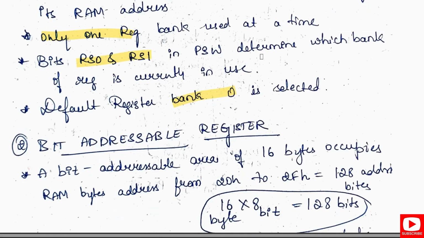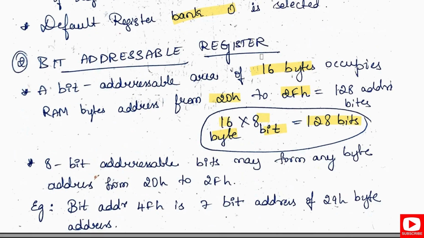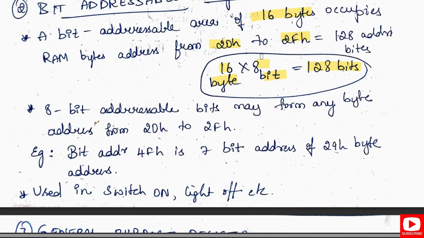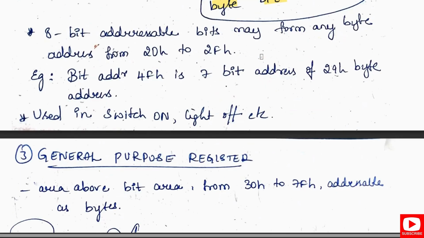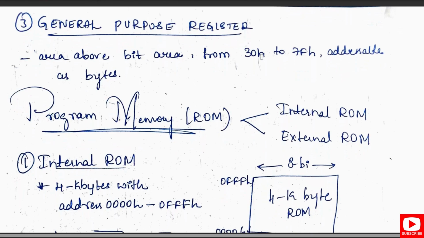Next comes the second one, that is the bit addressable register. It is of 16 bytes, occupying the RAM byte addresses from 20H to 2FH. That is 128 addressable bits, that is 16 bytes × 8 bits, so 128 bits. An 8-bit register may vary from any byte address from 20H to 2FH. An example is bit address 4FH, which is the 7th bit address of byte address 29H. It is used in switching lights on and off. The general purpose register is the area above the bit area, from 30H to 7FH, that is addressable as bytes.